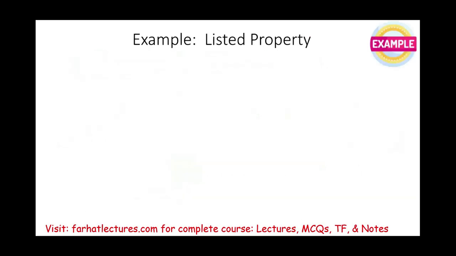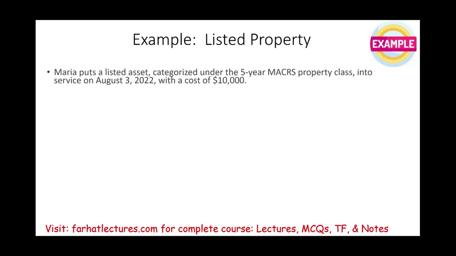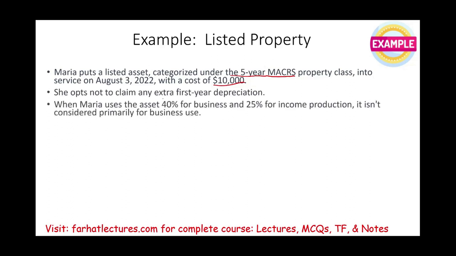So let's start with a simple example to illustrate the 50% concept with listed property. Maria puts a listed asset categorized under a 5-year MACRS property class into service August 3rd, 2022 with a cost of $10,000. She opts not to claim any extra first-year depreciation. When Maria uses the asset 40% for business and 25% for income production, it is not considered primarily for business use. Why? Because for business purposes, it's only 40%. We don't count the income production in this test.